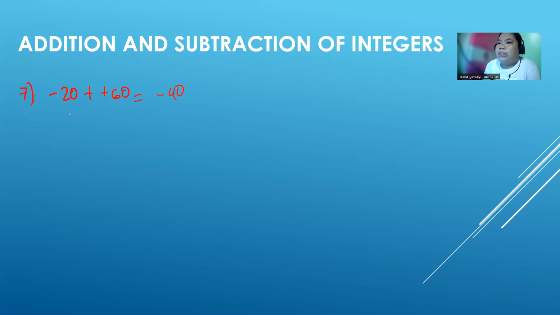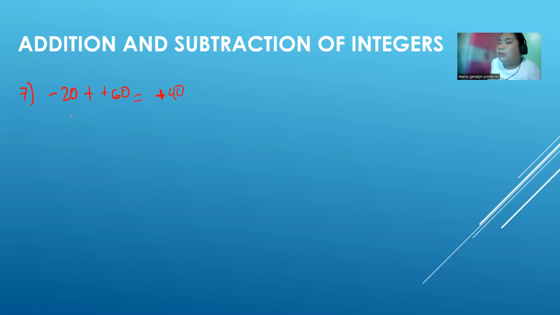We subtract the numbers. If you imagine the number line, from negative 20, babalik ka ng 60 units to the right. So, positive 40 pala, sorry. Okay, correction, it's positive 40. From negative 20, babalik ka 60 units to the right, so tatapak ka ng positive 40.